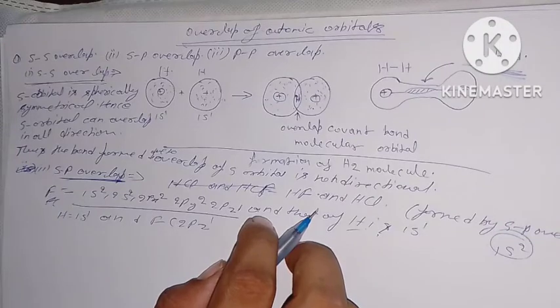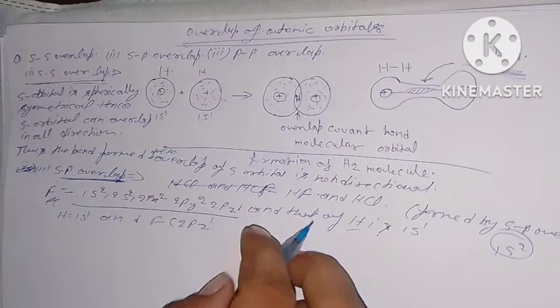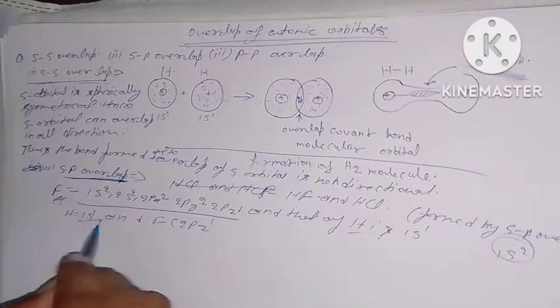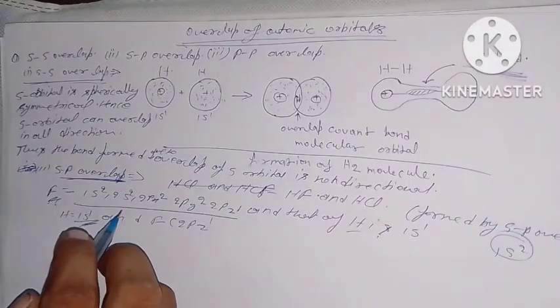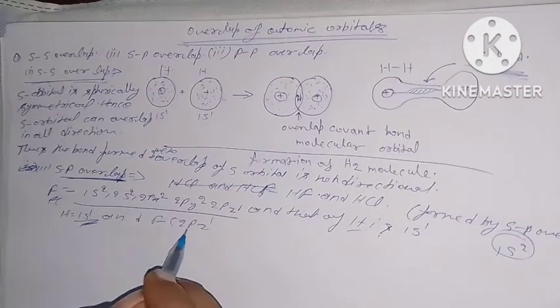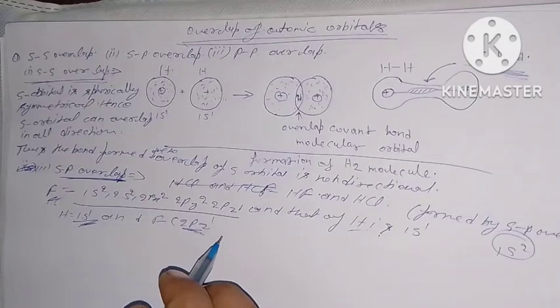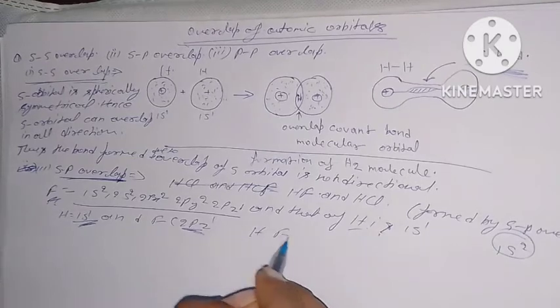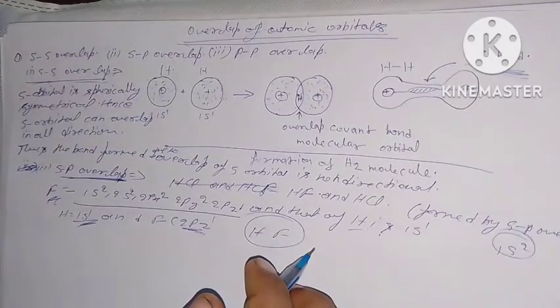When an H atom approaches an F atom, the 1s orbital of hydrogen overlaps with the 2pz atomic orbital of fluorine and forms a molecule of HF.